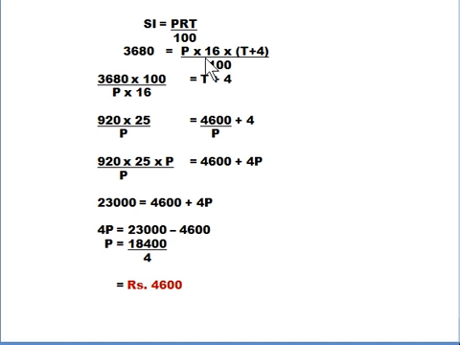What I did, I have taken the terms on the left side. Now substituting the value of T as 4600 upon P, and once we solve this equation, we are going to get P equal to rupees 4600, and this is what was required in the question. I hope you are okay with it.